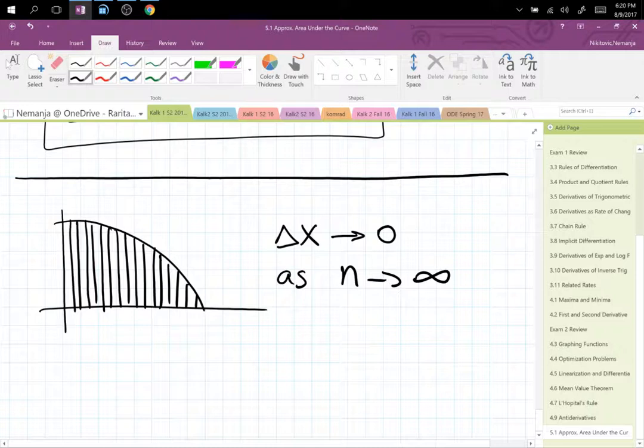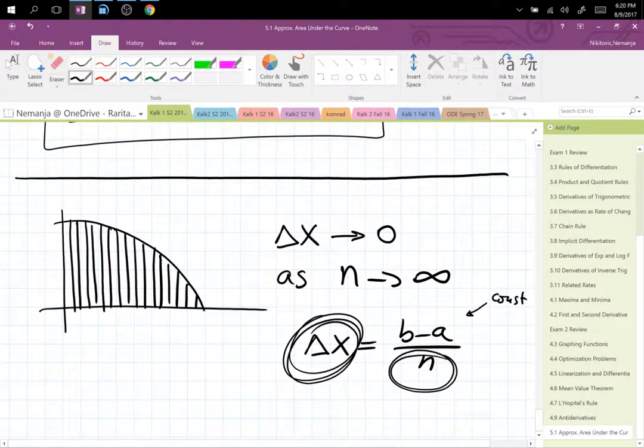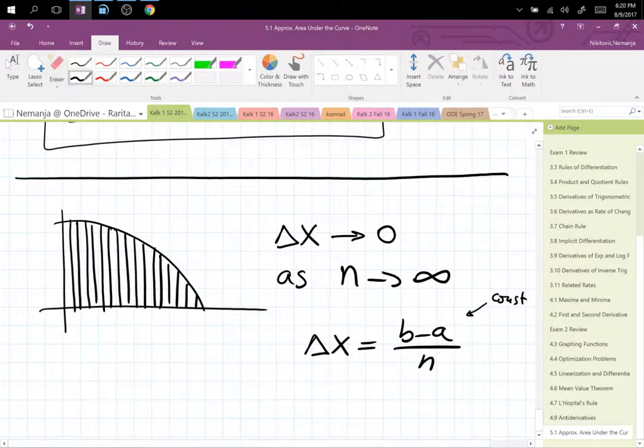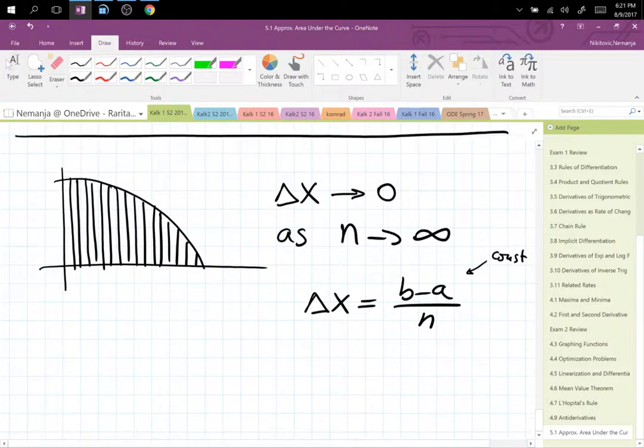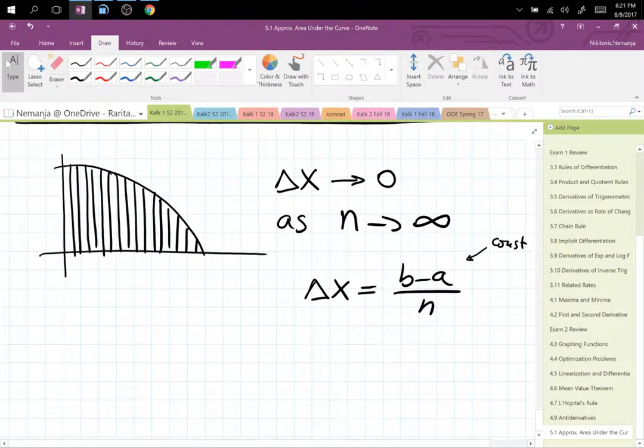And as this is happening, when these two things both check, and they have to check, because recall this, delta x is equal to (b minus a) over n. The top is constant. So if this is going to 0, this better be infinity. Because when you divide a constant number by infinity, you get 0, right? So delta x is going to 0 because the number of rectangles that you are enforcing is going to infinity now. Now, what is happening with our calculation in this respect?